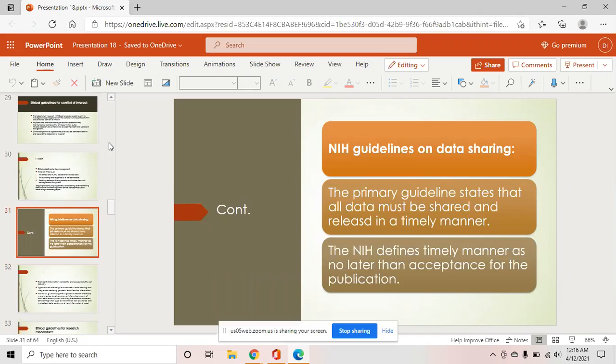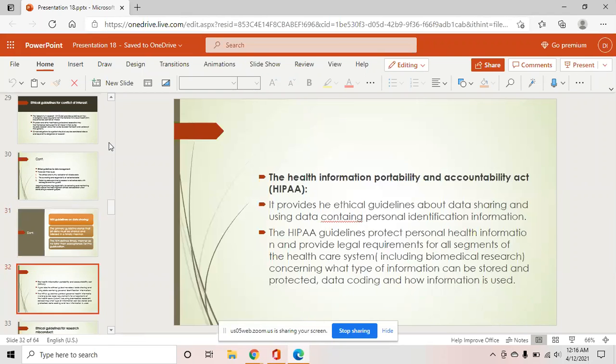NIH guidelines on data sharing: the primary guideline states that all data must be shared and released in a timely manner, and NIH defines timely manner as no later than acceptance for the publication.